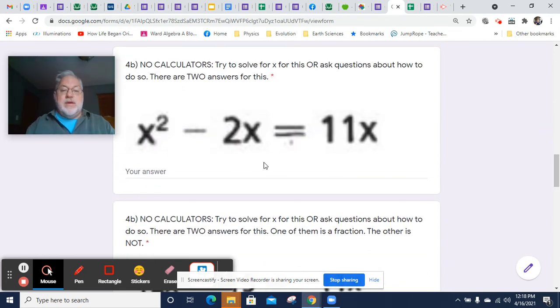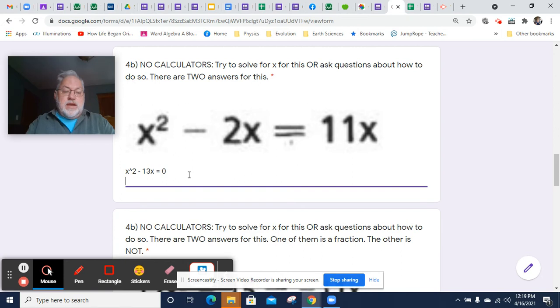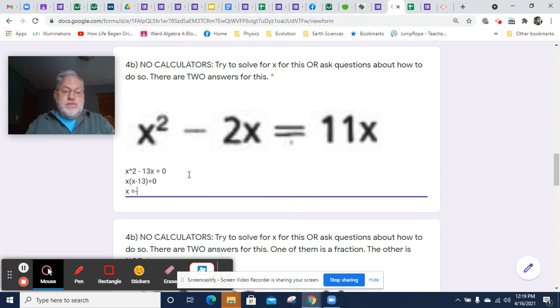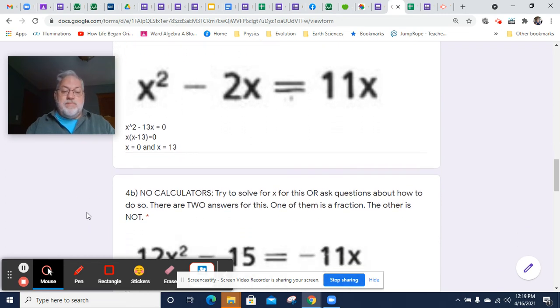Okay, let's look at this one. We're going to do the same thing again. We're going to subtract 11x from both sides, and we're going to get x squared minus 13x equals 0. And I can factor that and say x times x minus 13 equals 0. And so x equals 0 and x equals 13 because 13 minus 13 would be 0, and then you'd have times 0, so it's 0. And if x is 0, you already have times 0, so it's all equal to 0 as well.